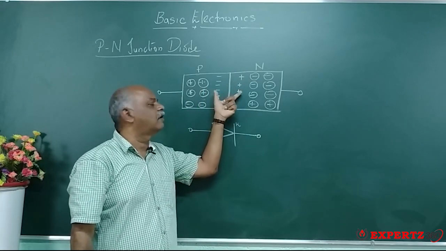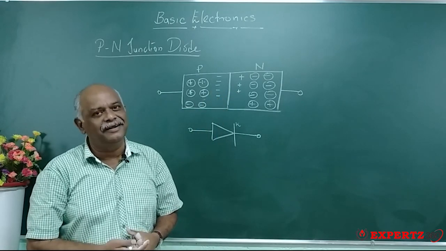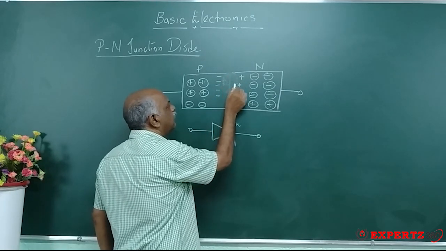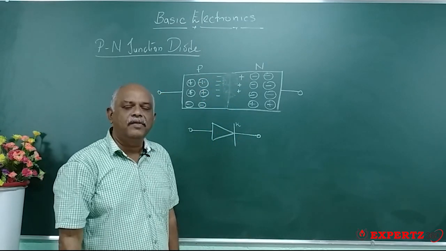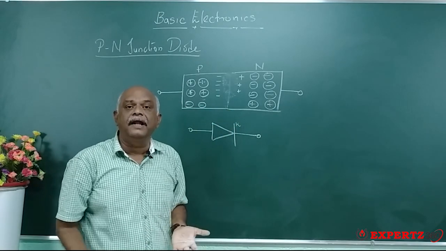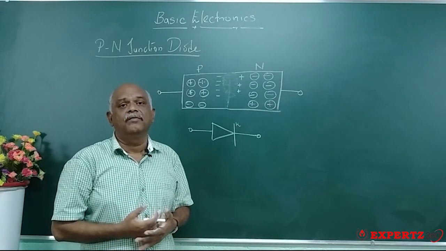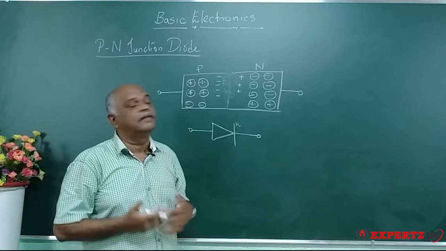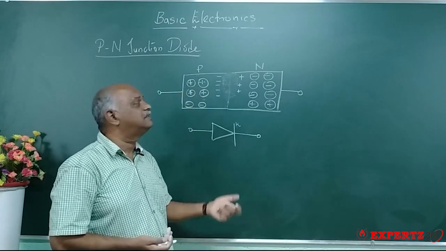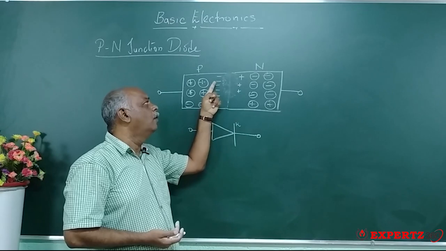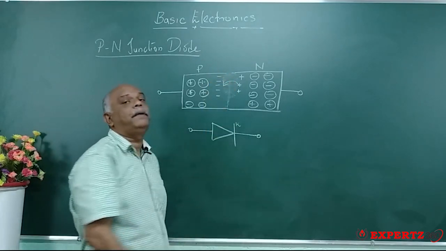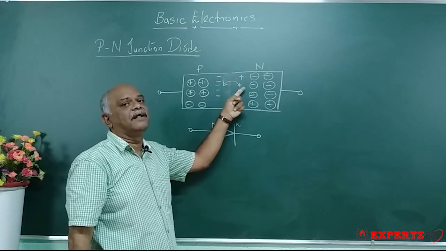You can see, one side is negative and the other is positive, which means an electric field is created at the junction, right? So what happens there? As the excess electrons and holes increase at the junction, the electric field also increases. Once there is an electric field, there is a current flow. That current flow is due to the excess charge carriers, or the electric field created at the junction, from N to P. This is what you call a drift current.